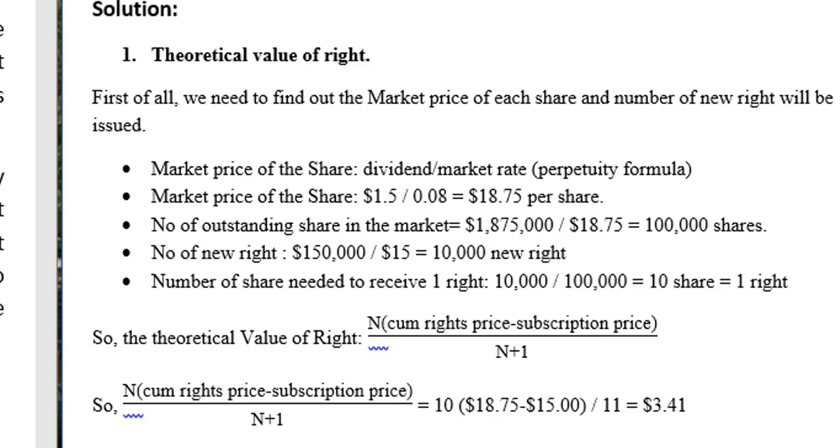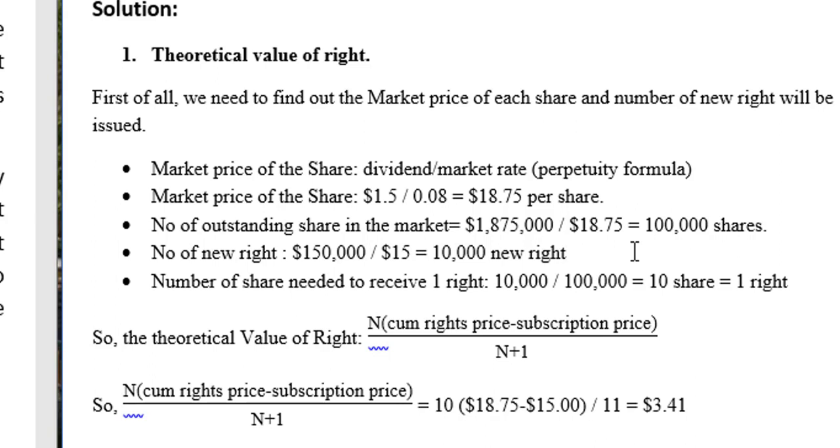Further, we need to calculate the number of shares in the market, in order to calculate the number of rights that will be issued. So the number of outstanding shares would be the total market capitalization, which has been given, $1,875,000, divided by the share price. The share price, as we have calculated, is $18.75. So 1,875,000 divided by 18.75 will give you 100,000 shares. So we know the company has 100,000 shares outstanding in the market.